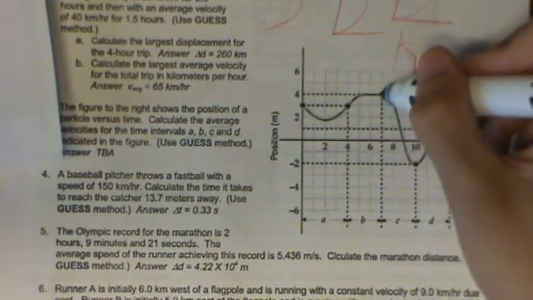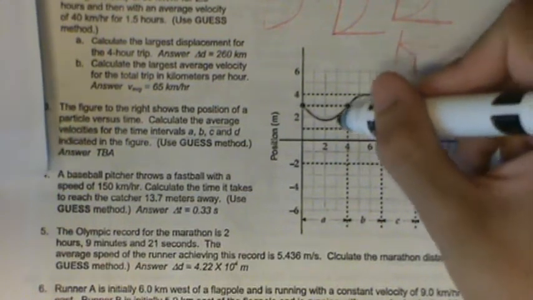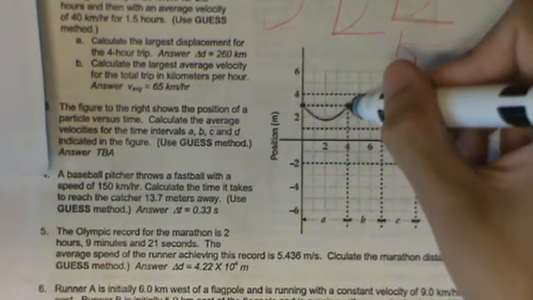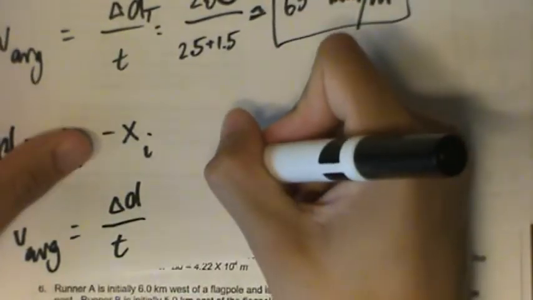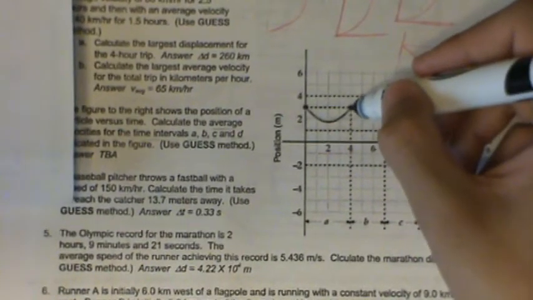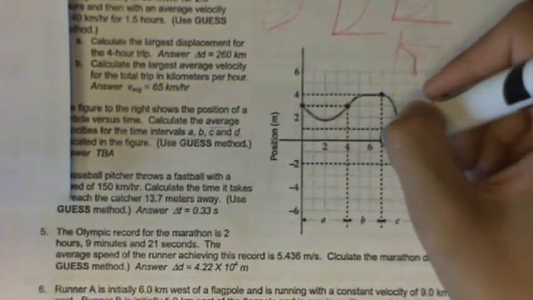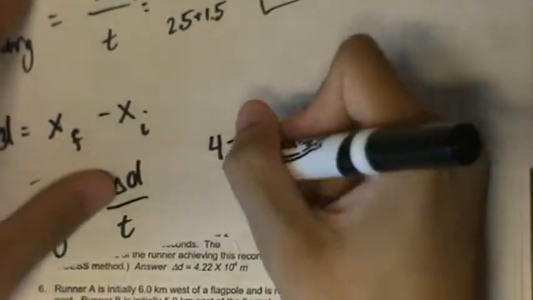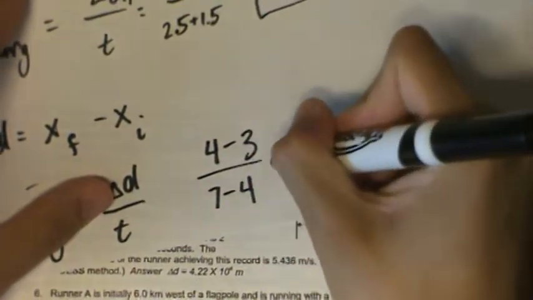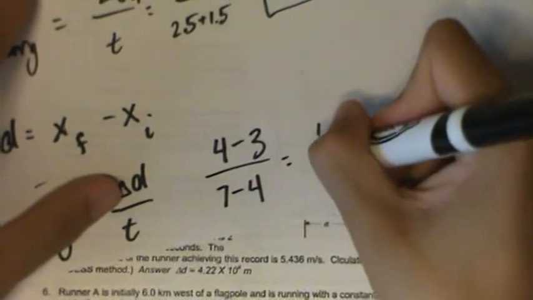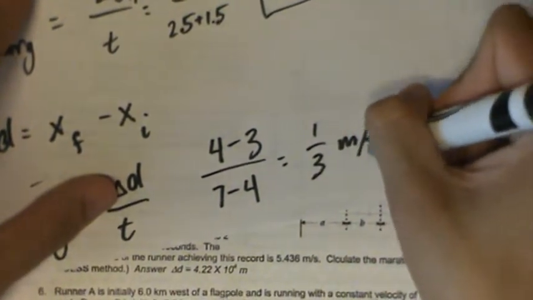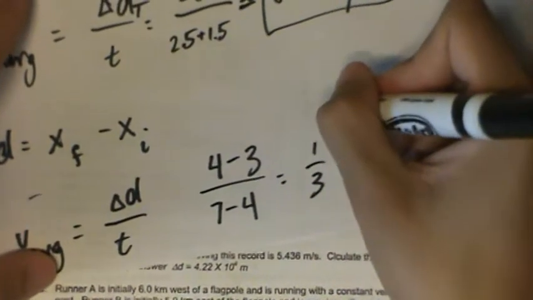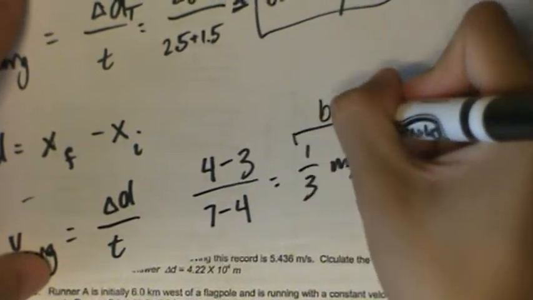For time interval B, our final position is 4 and our initial position is 3. So 4 minus 3. And our time interval is from 4 seconds to 7 seconds, so 7 minus 4. That gets us 1/3 meters per second. This is for time interval B.